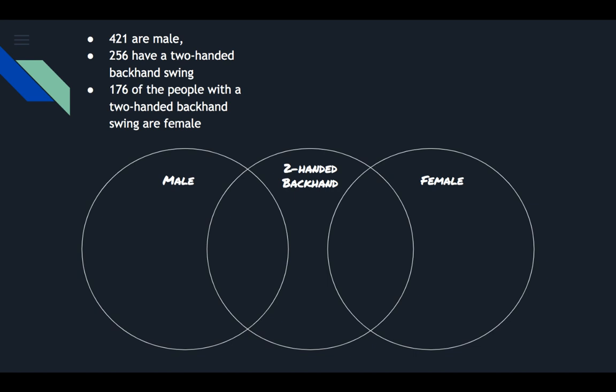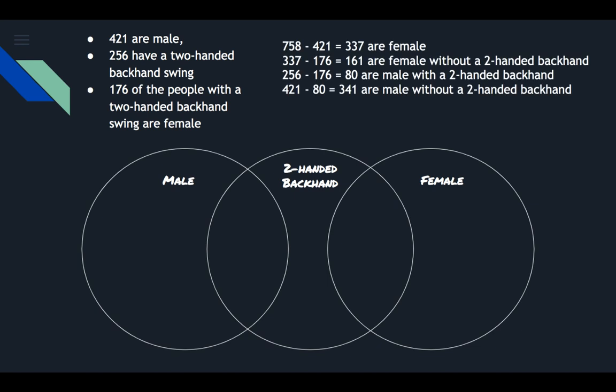So 421 are male, 256 have a two-handed backhand swing, 176 with a two-handed backhand swing are female. So here's some information we know. Of the total 758 spectators, if we subtract the male spectators from 758, we find that we have 337 female spectators. Then we can subtract the 176 females with a two-handed backhand swing to find the number of female spectators without one.